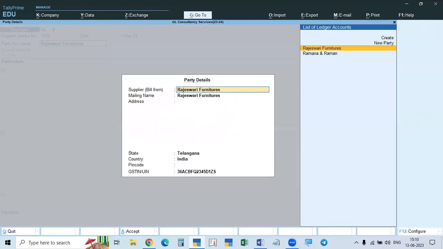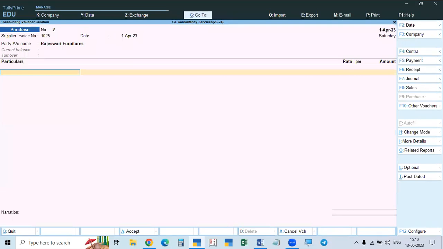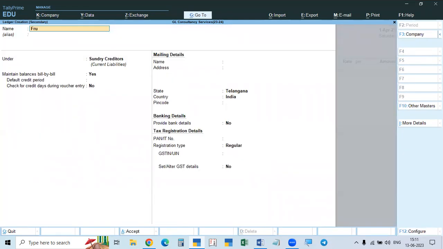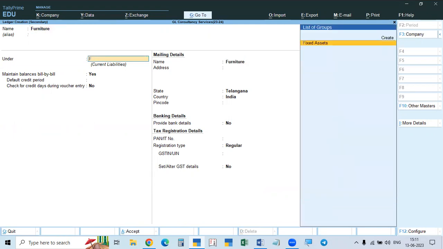Furniture is credited. And now in the particulars column, what you purchased, we purchased furniture. So we have to create a furniture account. Furniture is not there already. So create, Alt C, create furniture account. Furniture account comes under fixed assets.